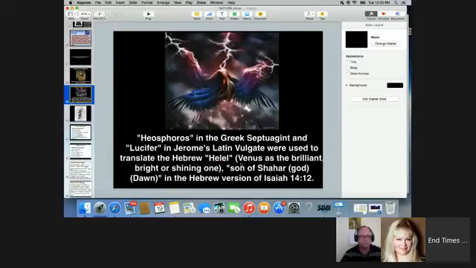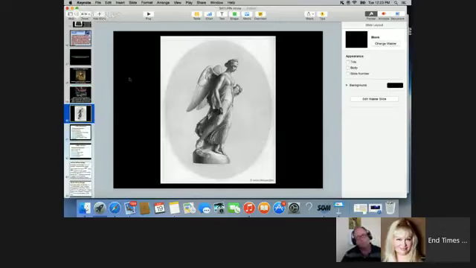Most people do understand that. Son of Shahar, God of Dawn, in the Hebrew version of Isaiah 14:12. This is Eos, and she is the mother of Hesperus. And I'm working on something to get more in depth in that, to tie in the Gemini twins and how they're connected to Helen of Troy and all of that stuff.